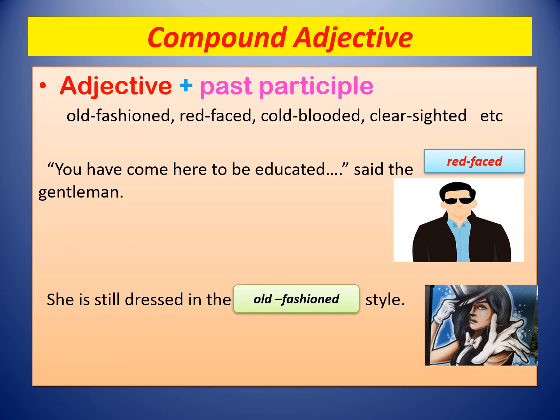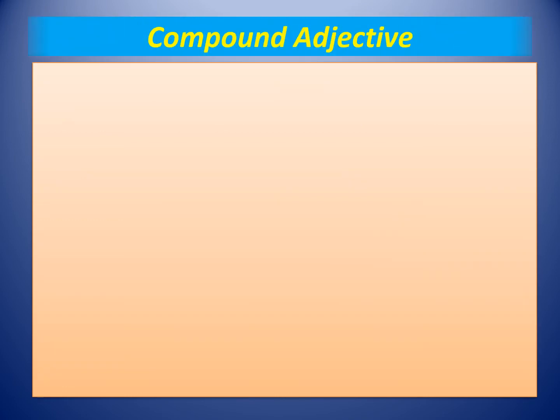She is still dressed in the old-fashioned style. So old-fashioned is a compound adjective. In this, old is an adjective, fashioned past participle. This compound adjective is modifying the noun style. Let us see the next one.